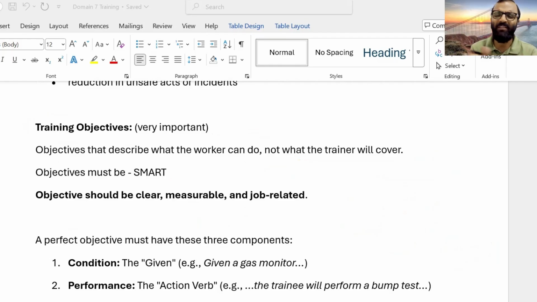ये सब कुछ पूछेगा नहीं. SMART का acronym क्या है? CSP ASP is not interested in such things. Application level questions. Okay. So objectives should be clear होना चाहिए.